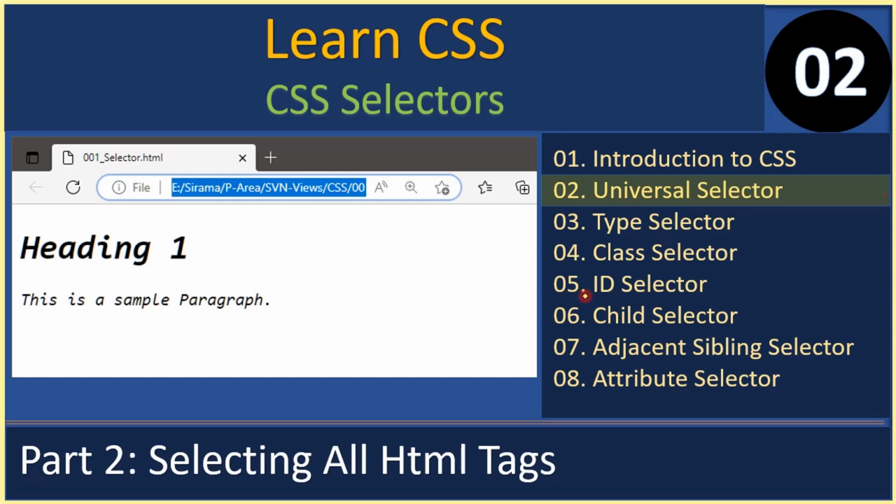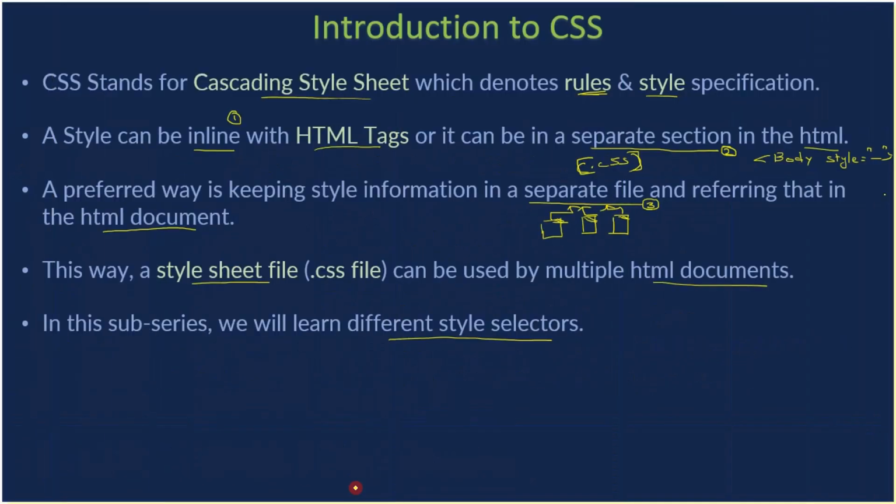In this video, we are going to look at the first selector. So the selector is Universal Selector. So here you will learn how to select all HTML tag and apply style to it. In the last video, we installed Visual Studio Code and we created a folder called CSS.